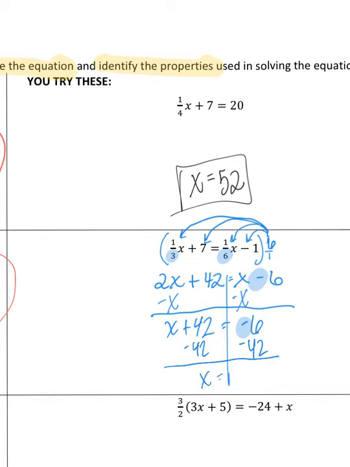Going through properties up here, and negative 42. You should recognize that as the multiplication property of equality. If you multiply the equation all the way through, it keeps the equation balanced. We had the subtraction property.